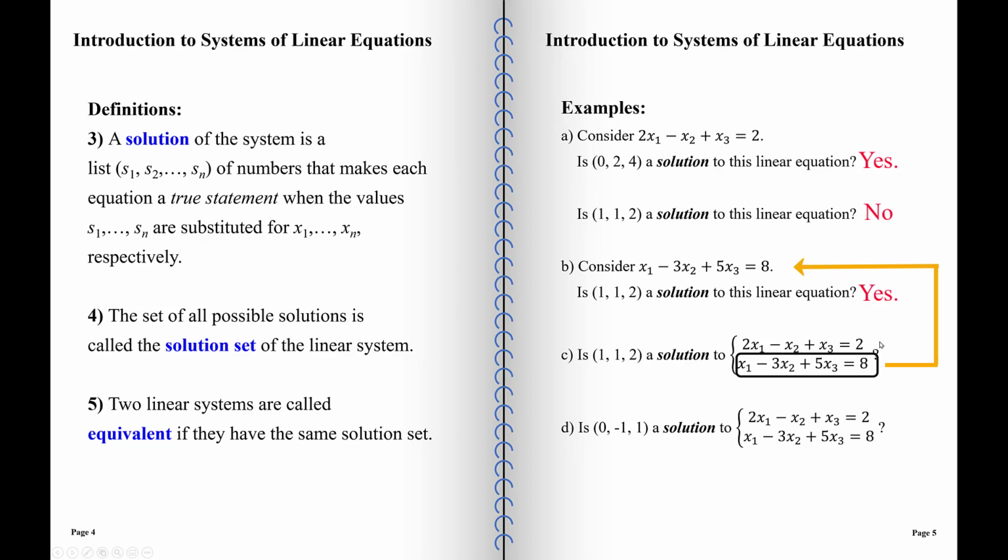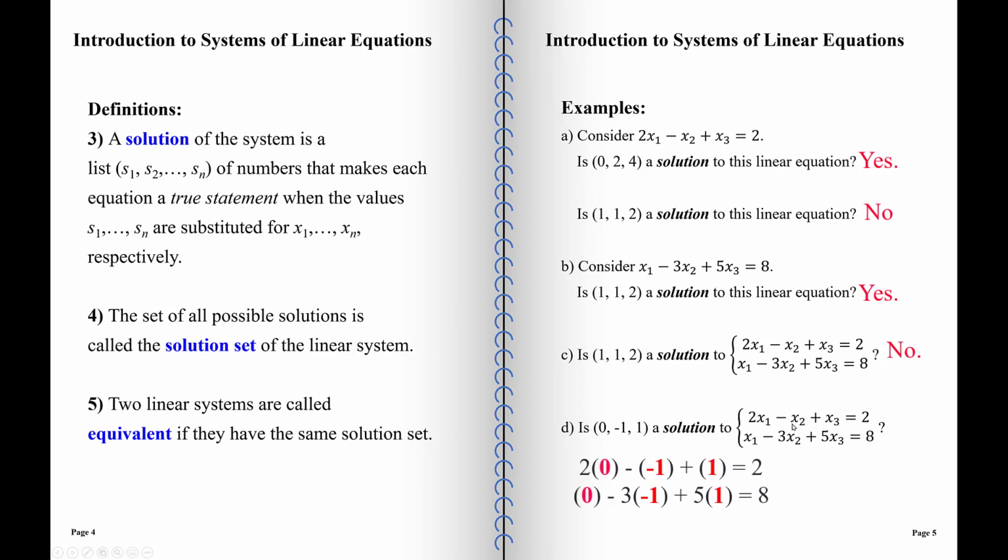So 1, 1, 2 is not a solution to the first equation. However, it is a solution to the second equation. But since it's not a solution to both, or all equations rather, in the system, it's not a solution to the system. In our next example, what about 0, minus 1, 1? Is it a solution to this system?